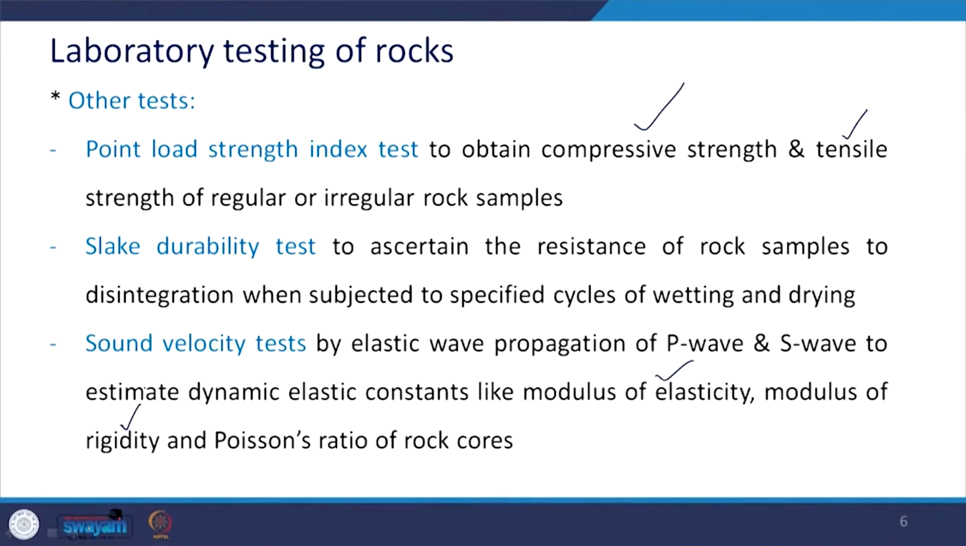Then the next category is the sound velocity test. In this test, the elastic waves are propagated through the rock specimen. These can be P waves or S waves, and these help in estimating the dynamic elastic constants like modulus of elasticity, modulus of rigidity, and Poisson's ratio for the rock cores. So, these tests help me in obtaining the dynamic characteristic of the rock.